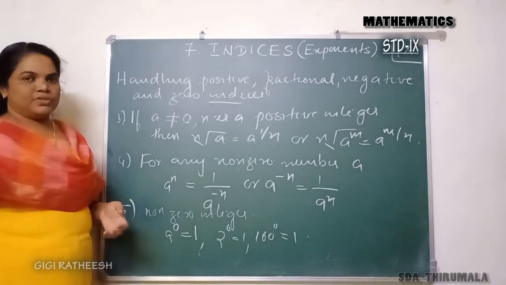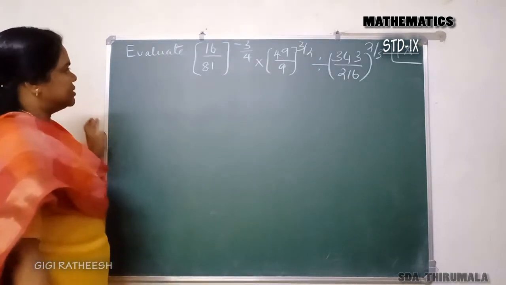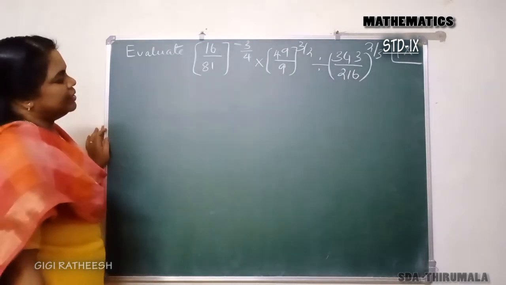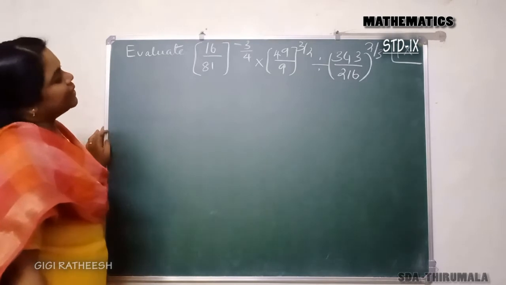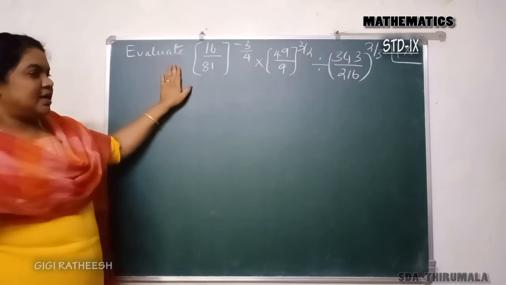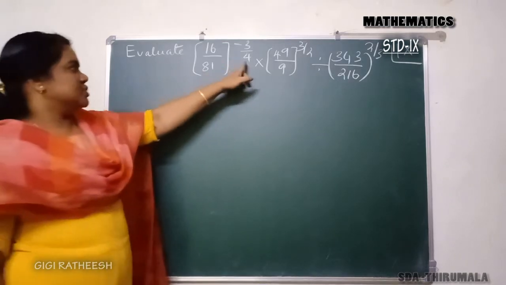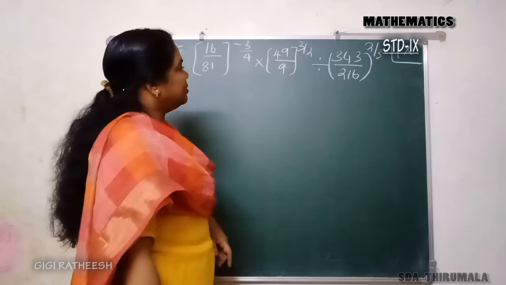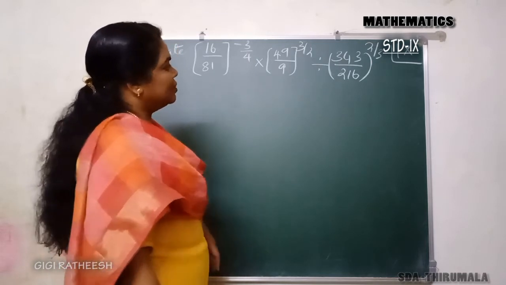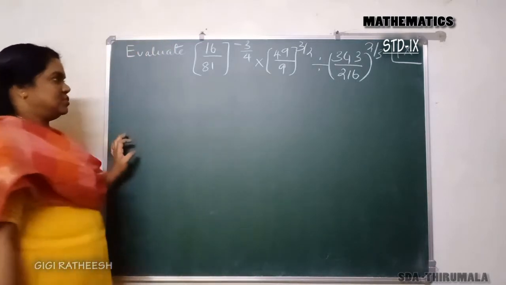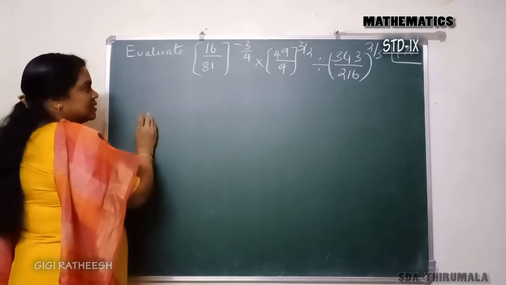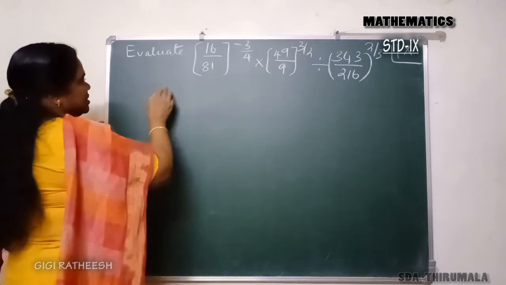Let's do some problems. Evaluate (16 by 81) the whole raised to minus 3 by 4, into (49 by 9) the whole raised to 3 by 2, divided by (343 by 216) the whole raised to 2 by 3. In 8th standard also we did problems like this.